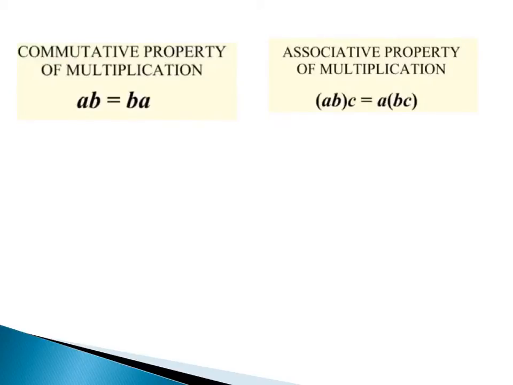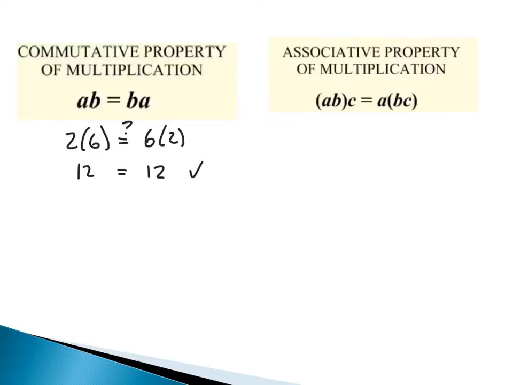Let's try a problem. Let's say I take 2 times 6. Does that equal 6 times 2? Well, let's see. 2 times 6, hey, that's 12. Does that equal 6 times 2, which is 12? You bet it does. So this property of multiplication does apply. If we're multiplying two numbers, the order in which I multiply them doesn't matter.